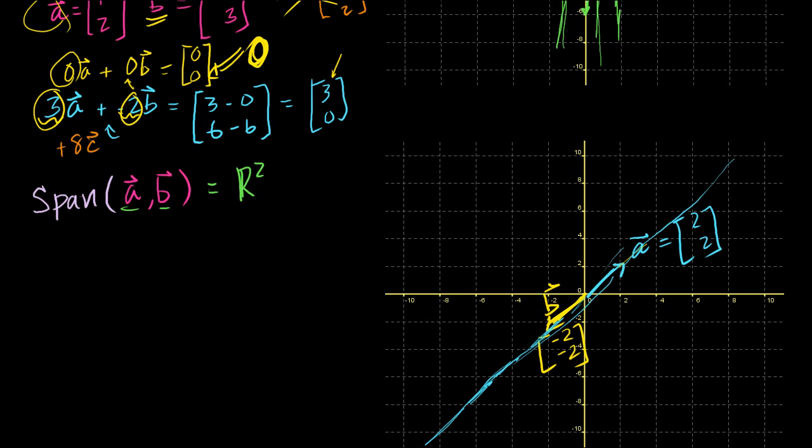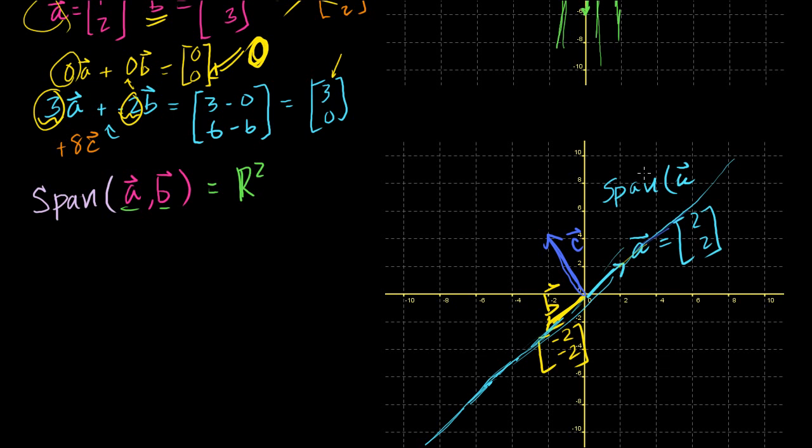There's no combination of a and b with which I could represent this vector c. I just can't do it. I could just keep adding scaled up a, scaled up b, putting them heads to tails. I'll just get to stuff on this line. I'll never get to this. So in this case, the span, and I want to be clear, this is for this particular a and b, not for the a and b from before.